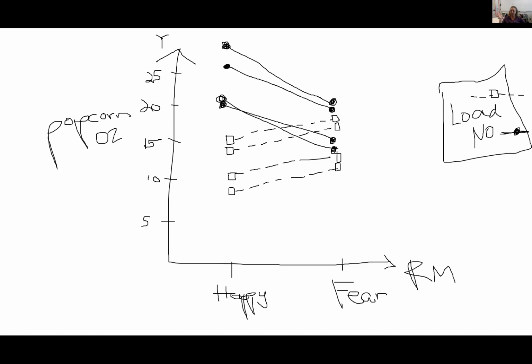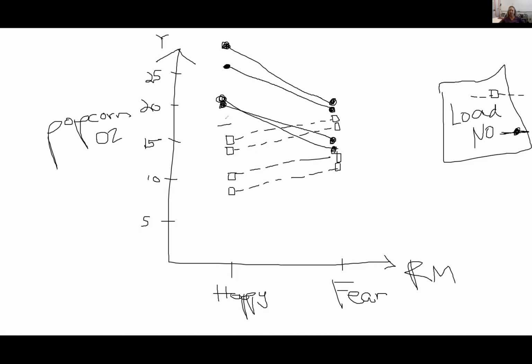Does the type of movie make a difference? Yes. Kelly, you're shaking your head no. Why not? Well, because they ate less popcorn in our not loaded group. They ate more popcorn in the loaded group. And so it seems like it has more to do with whether they were loaded or not.